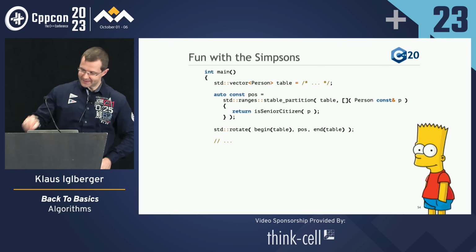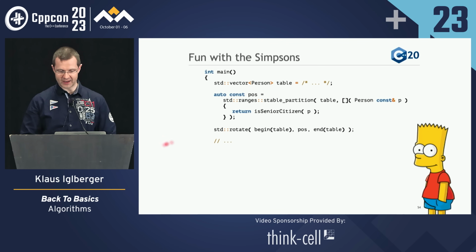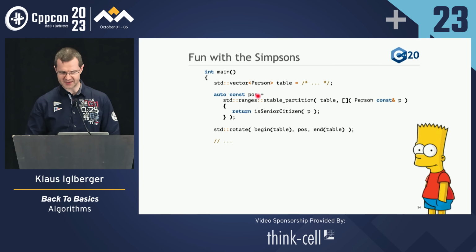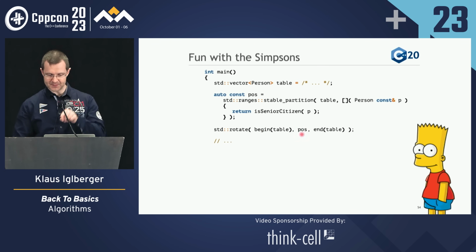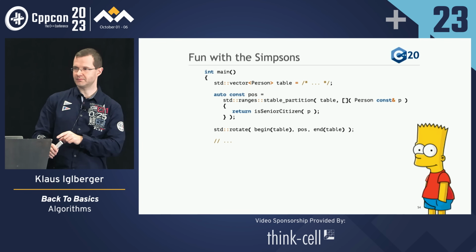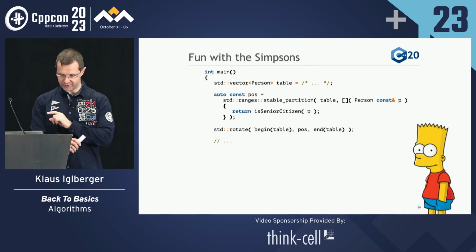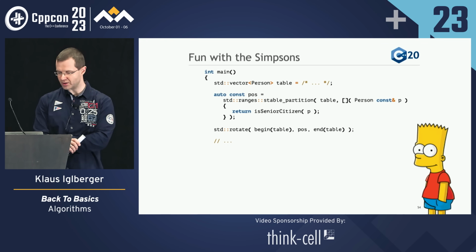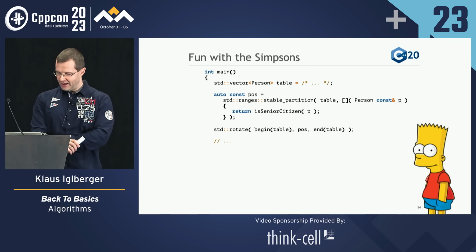So we now take the return value of stable partition, which gives us the so-called partition point. And so this is the beginning of the second group, or of course, also the end of the first group, and we put this into the next algorithm. So we rotate everything from begin to end, such that this pass is the new first element. Nice. It's a single function, it's super clear, and it works.